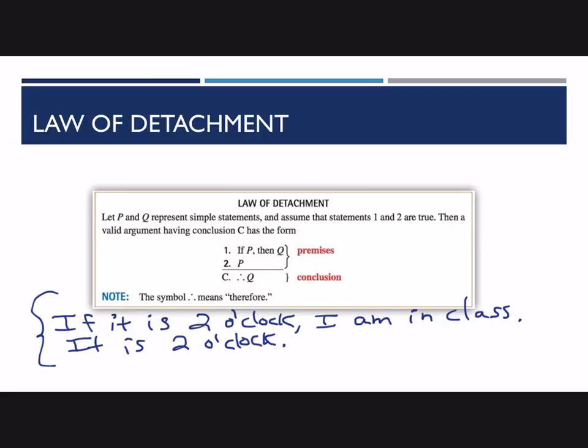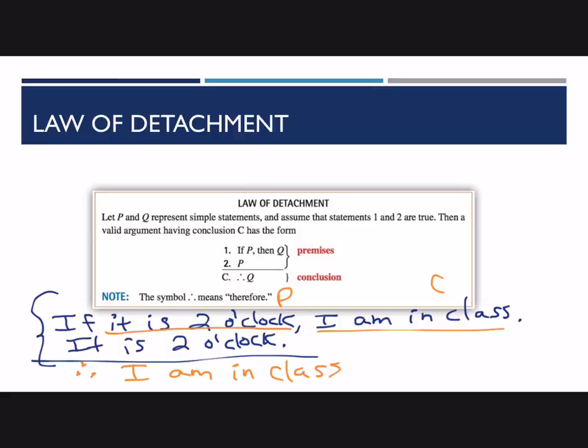So suppose that if it is 2 o'clock, then you are in class. Then that means that if it is indeed 2 o'clock, then it must be true. It follows from that. There's no getting around it. That means, therefore, I am in class. In this case, P is the statement, it is 2 o'clock. Q is, I am in class. And then we know P, it is 2 o'clock. So therefore, Q, I am in class.